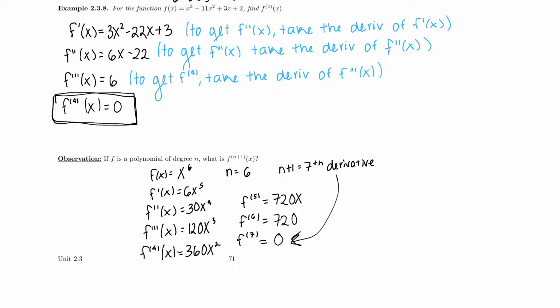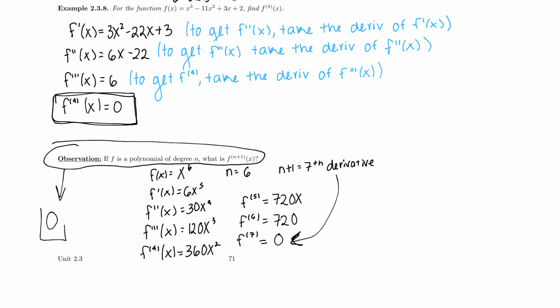So if you have a polynomial and you take derivatives that are one more than its highest degree, you're going to end up with 0 every time because everything is going to end up disappearing. So the answer to this question, if f is a polynomial of degree n, what is its n plus 1th derivative? The answer is 0, just because everything ends up disappearing. Just a cool fun fact.